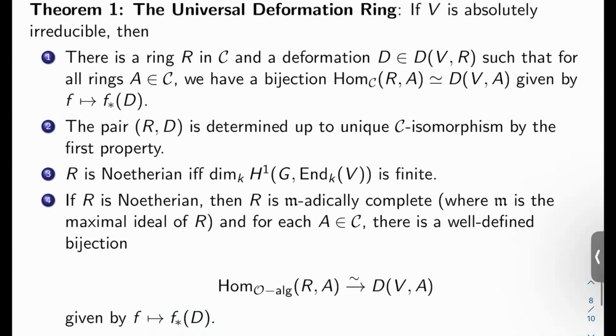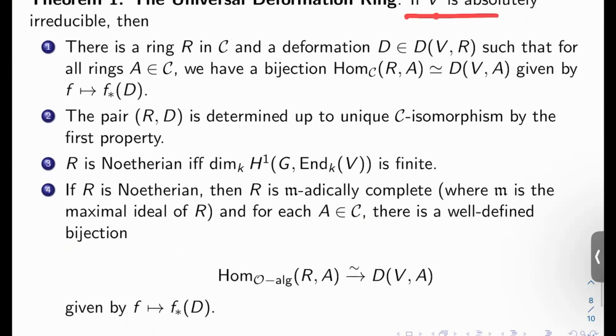Theorem 1, the universal deformation ring. If V is absolutely irreducible, then 4 things are true. 1: There is a ring R in C and a deformation D in D_V(R), such that for all rings A in C, there's a bijection between C maps from R to A and D_V(A), and all it does is send F to F lower star of D. Okay, so this is kind of the main thing that we want to know. This is like the universal deformation ring exists, and here's its universal property.